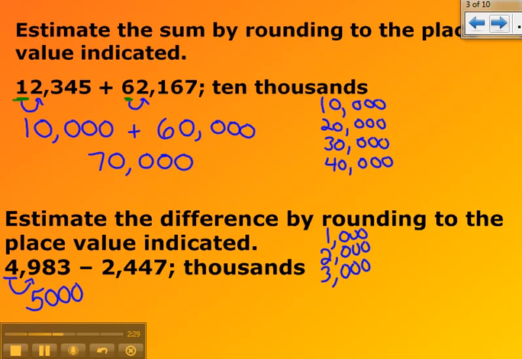Next I have 2,447. I'm going to underline my 2. I'm going to look to the 4 that's right next to it. It tells me to keep it at 2 because it's less than 5. So I'm going to keep this as 2,000.